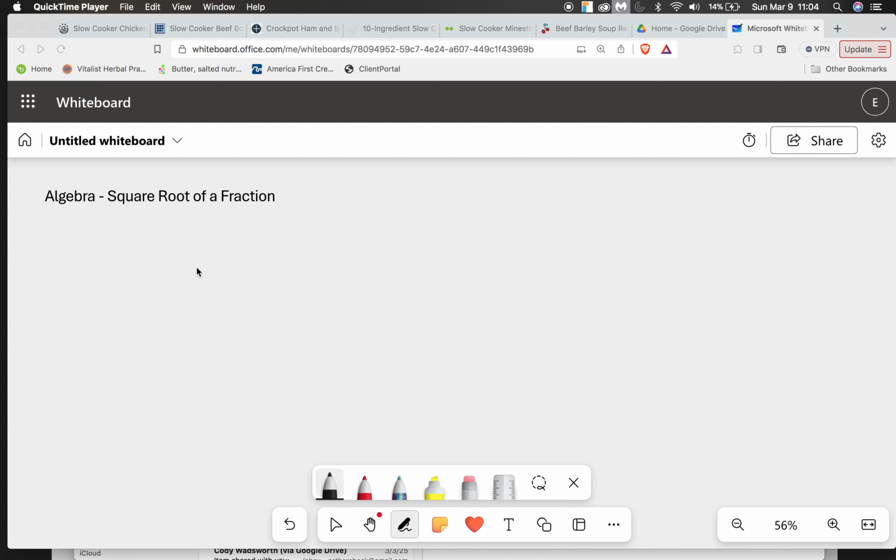Alright, so while we're on the topic of square roots and cube roots, we are going to cover how to take the square root of a fraction. So here is a basic problem to look at.